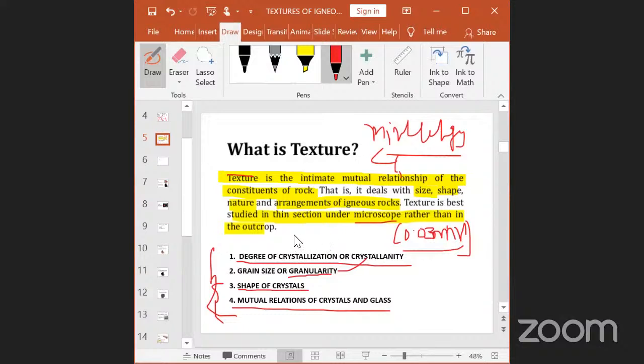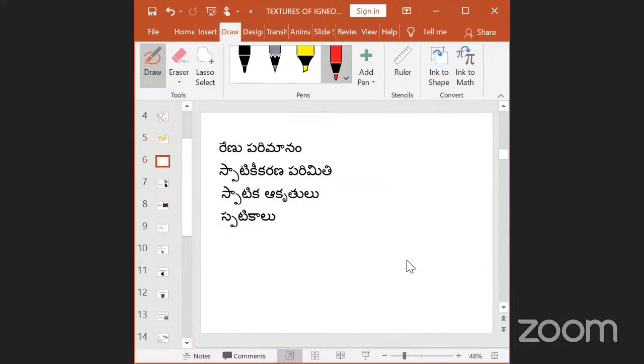Some writers or mineralogists use the term fabric for the total physical data of both texture and structure. We already discussed the structures before in class. While others use these three terms synonymously, right? So we will discuss these factors one by one. The first one is the degree of crystallization or crystallinity, right?